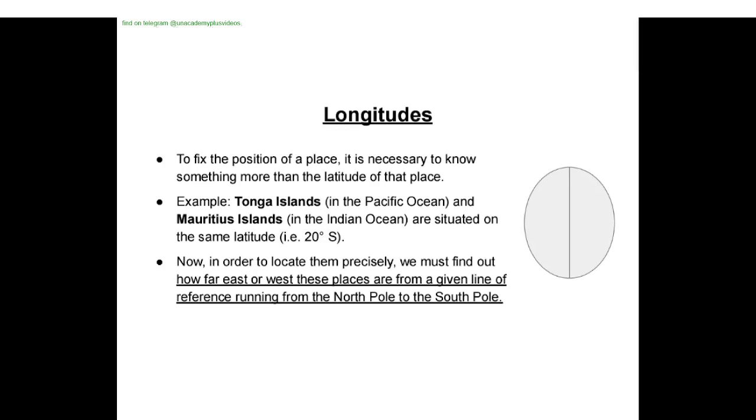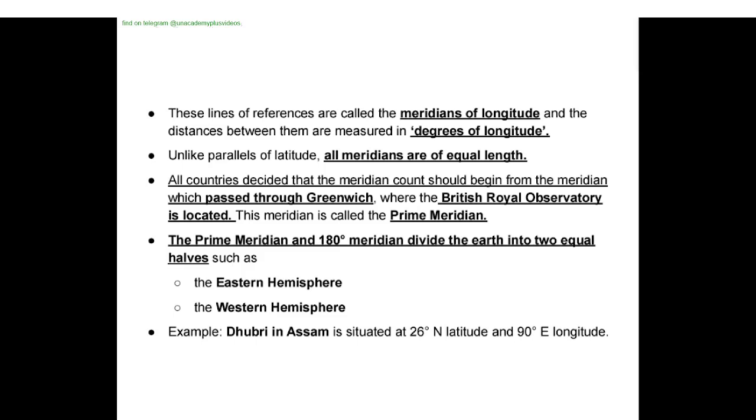Now, in order to locate them precisely, we must find out how far east or west these places are from a given line of reference running from the North Pole to the South Pole. These lines of reference are called the meridians of longitude, and distances between them are measured in degrees of longitude. Unlike parallels of latitude, all meridians are of equal length.